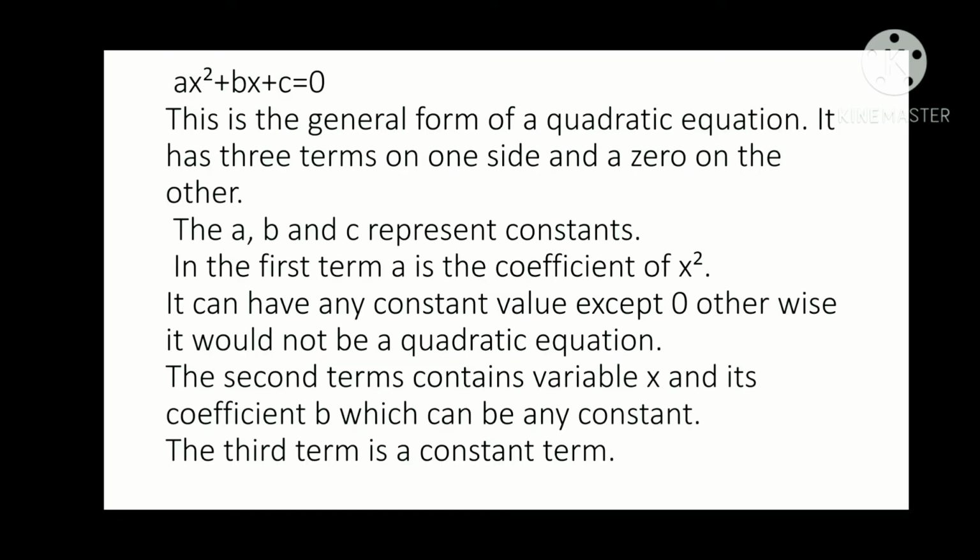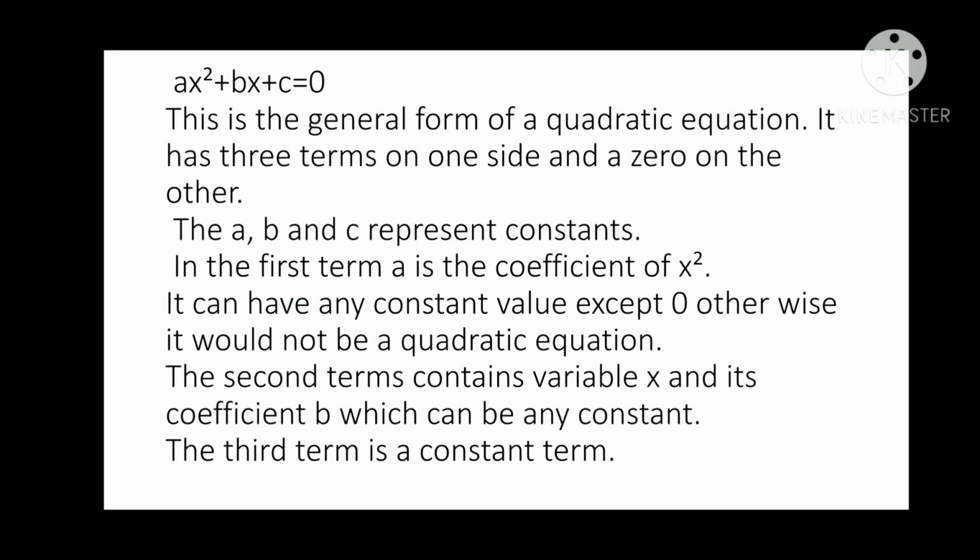ax squared plus bx plus c is equal to 0. This is the general form of a quadratic equation. In the general form of a quadratic equation, there is a quadratic expression on one side and a 0 on the other side. The quadratic expression consists of three terms. The first term contains x squared and its coefficient a. The second term contains x and its coefficient b, while the third term consists of c. The a, b and c represent constants.